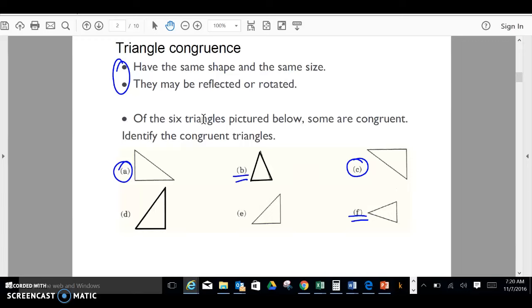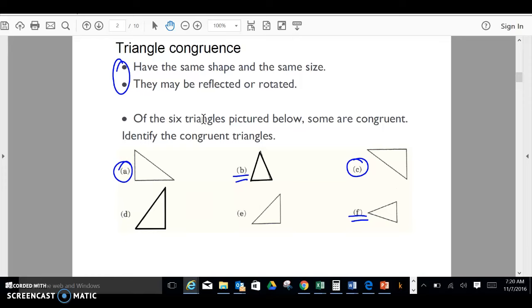Today we're going to start triangle congruency. And when I say congruency, I mean talking about triangles that have the same shape and same size. And they also may be reflected or rotated. If I rotate a triangle or reflect it, it should look exactly the same. When I reflect it, it's flipped, and when I rotate it, it's turned. But it still should be the same shape and same size.